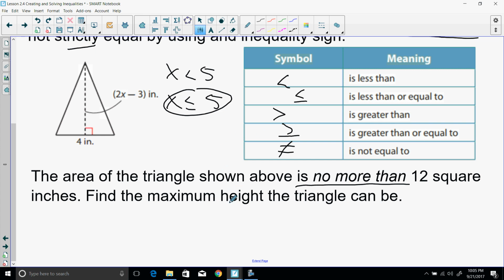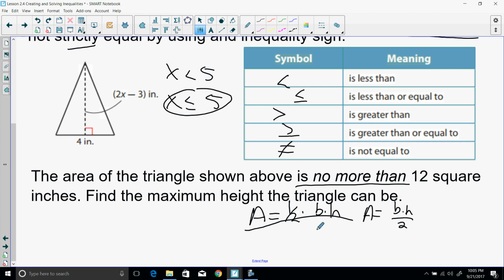Find the maximum height. Well, one of the things we need to know about this is that the area of a triangle is, maybe you remember, 1/2 times the base times the height. Or another one is the same thing, because it's fraction multiplication: area is equal to base times height over 2. Either one of those will get you the right answer. I usually work with this one. Sometimes this one is a little bit better.